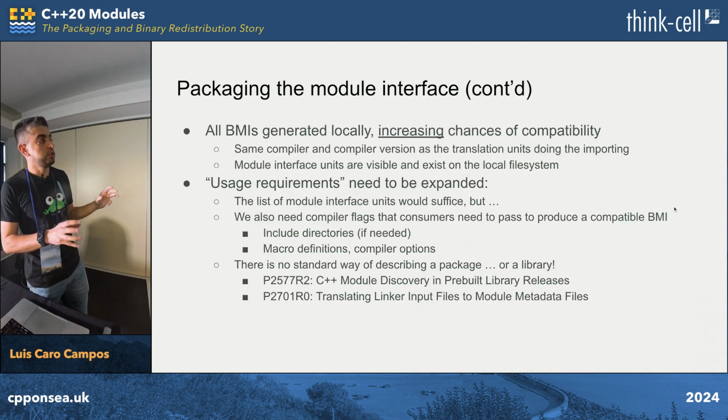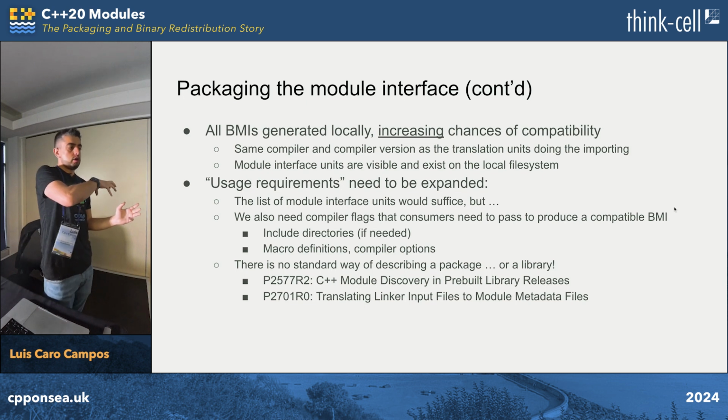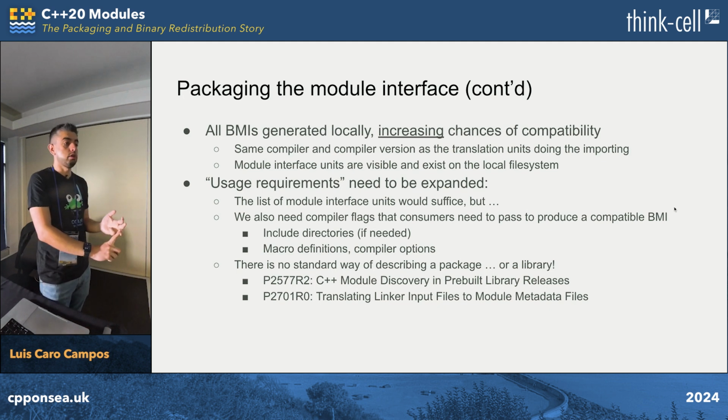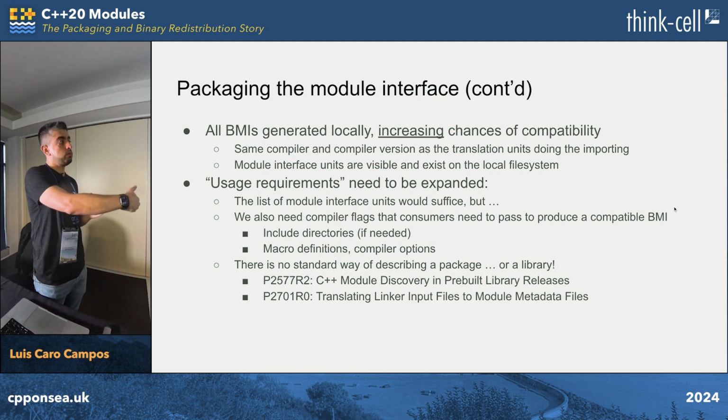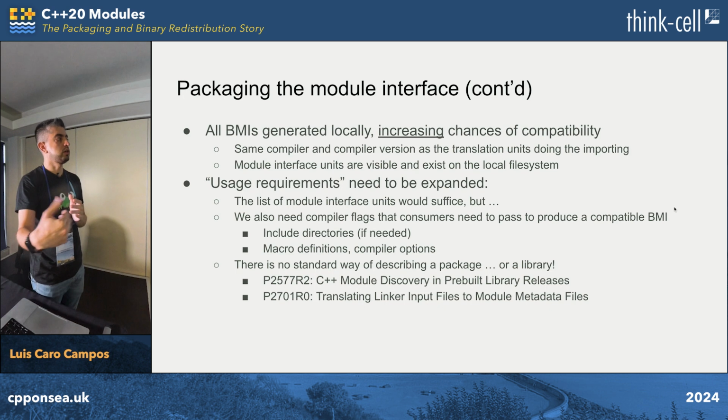So this is good. Why? I showed you examples earlier where, if the BMIs were shipped with the library, things didn't work: the visibility flag, or I built it on one computer and consumed it on another, the limitations with the compiler version and the specific compiler as well. So by generating the BMIs locally on the importer side, we're increasing the chances of compatibility. And I'm being careful here because I'm saying increasing the chances. It does not guarantee that it's going to be compatible. And I'll show you an example later.